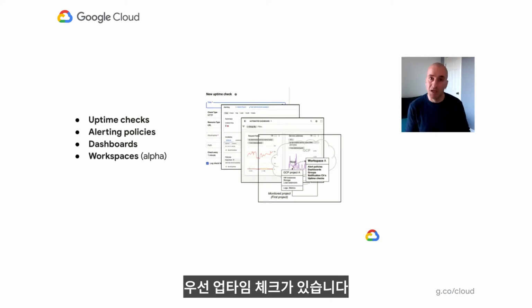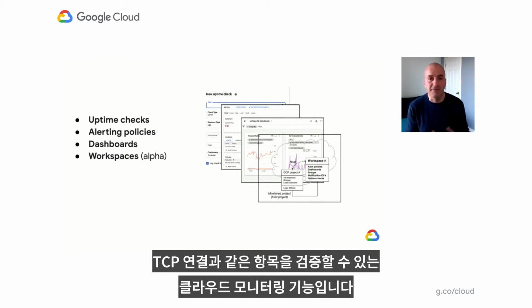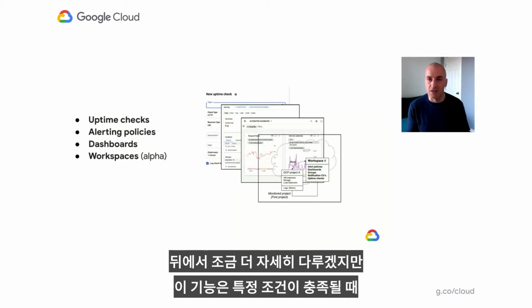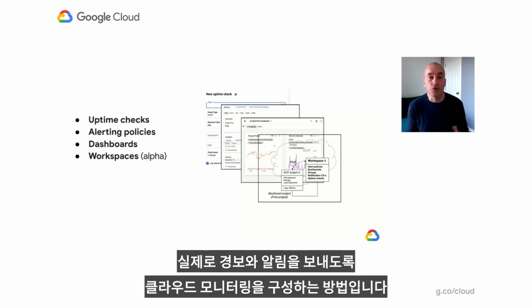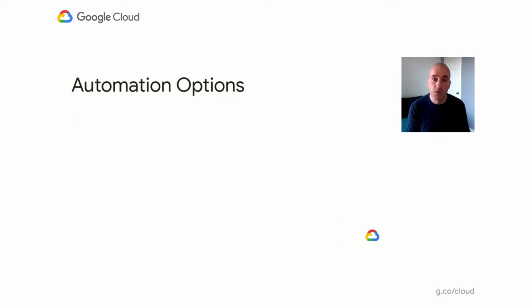They are Uptime Checks. So this is a feature of Cloud Monitoring that allows you to configure synthetic checks to validate things like URL availability, website performance, and TCP connectivity on VMs. Alerting policies. I'll get into their details in a bit, but these are how you configure Cloud Monitoring to actually send alerts and notifications when specific conditions are met. And finally, dashboards are collections of charts folks use to visualize the state and health of their systems.